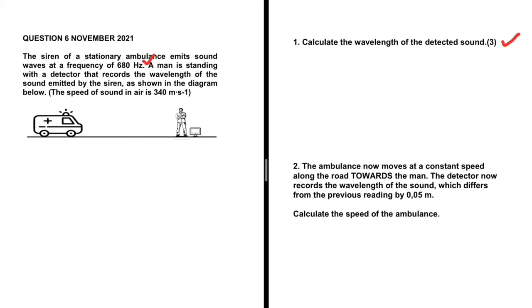Right, so the siren of a stationary ambulance emits sound waves at a frequency of 680 Hz. And the question is saying, let's calculate the wavelength of the detected sound. If the ambulance is stationary, the detected sound will have the same frequency the ambulance is emitting because it is stationary. There is no relative motion between the sound source and the observer.